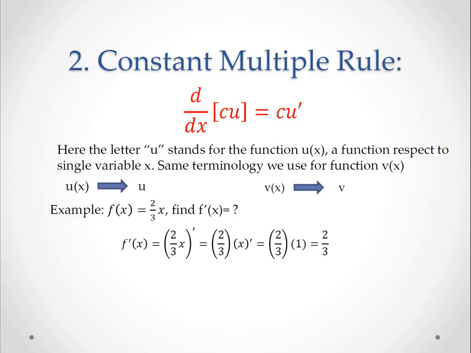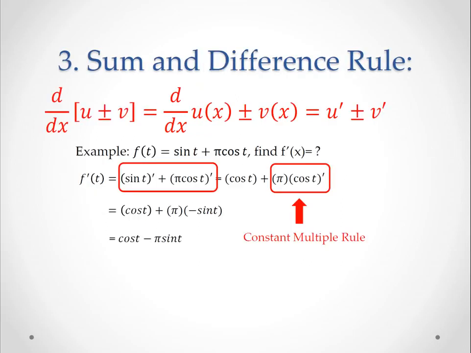Let's look at an example. f of x is equal to 2 divided by 3 times x. So what is the derivative of f of x? As we apply the constant multiple rule, f prime of x is equal to the derivative of 2 divided by 3 times x, which is equal to 2 divided by 3 times the derivative of x. The derivative of x is equal to 1. Therefore, the final result is equal to 2 divided by 3.